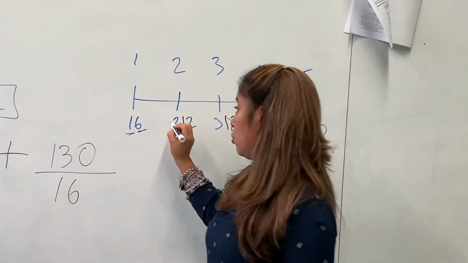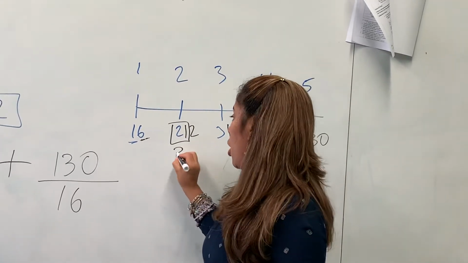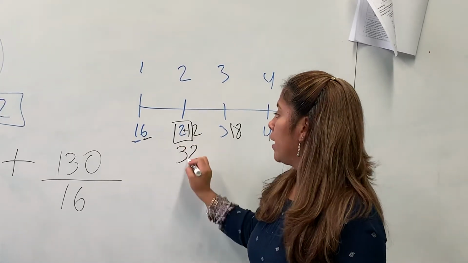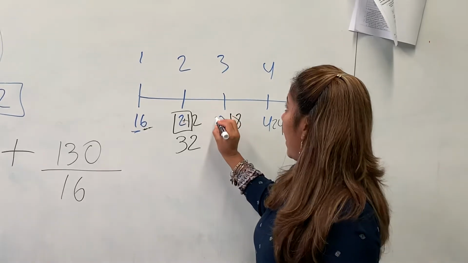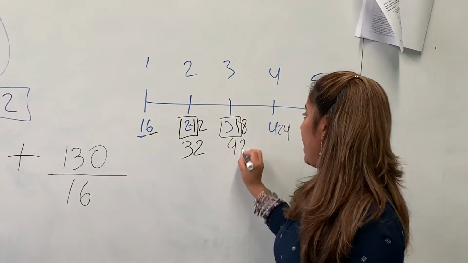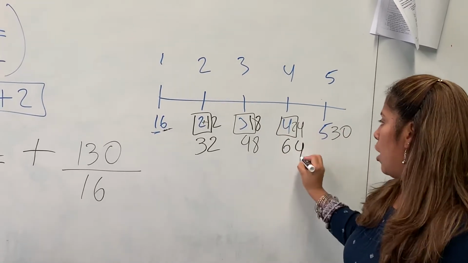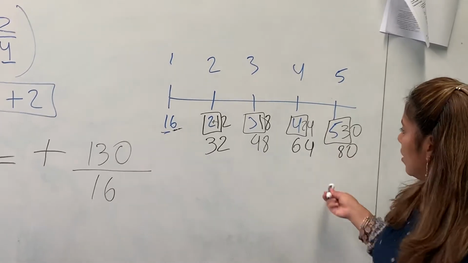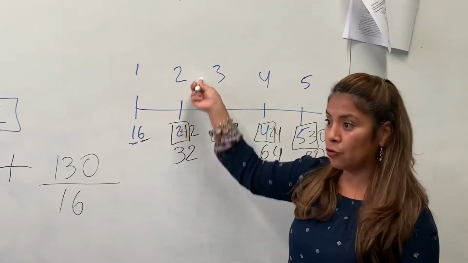So what I'm going to do is add my first 2 digits. That will give me 32. Because 2 plus 1 is 3, and the 2 I bring down. I still have to get there. And I will have 3 plus 1, which is equal to 4 and 8. 4 plus 2, which is equal to 6 and 4. 5 plus 3, which is equal to 8 and 0. So I have that 16 times 1 is 16, 16 times 2, 32.